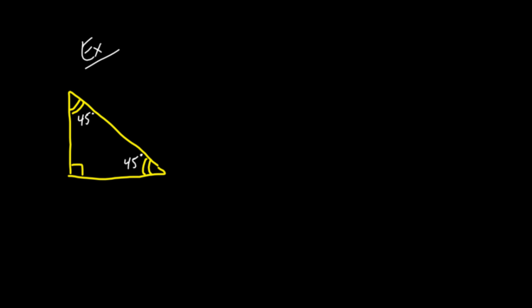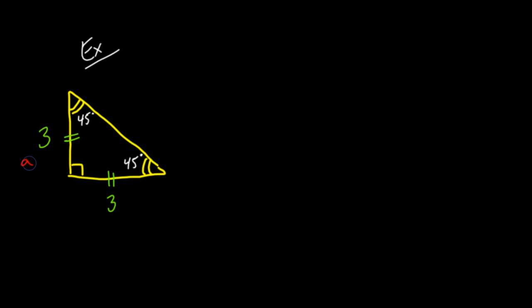And I'll give you one side length. We'll say that this side over here is 3. Find the other two sides. Well, the first one, the easy one, is the fact that it's isosceles. Those are both congruent angles, so those sides are congruent. So we know it's 3.